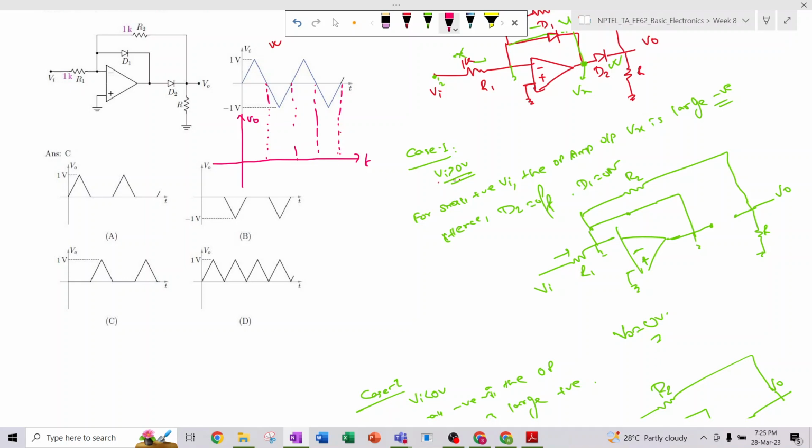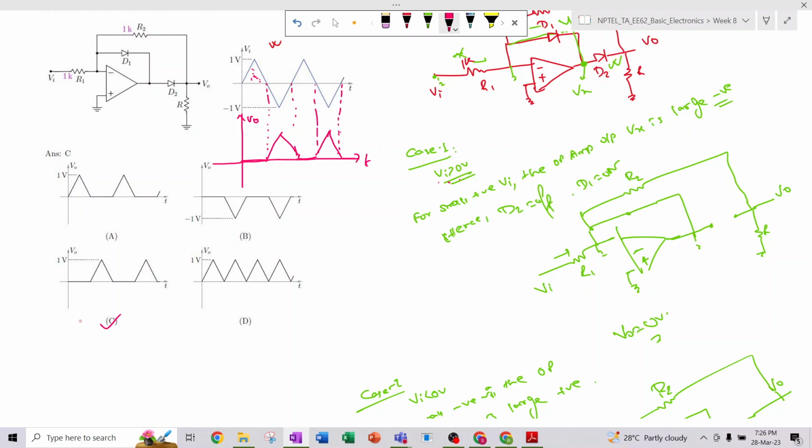So whenever Vi is positive, then VO is equal to 0 volt. Whenever Vi is negative, the VO is equal to minus of Vi, that means it will get inverted like that. But whenever Vi is negative, VO will be minus of that, that means VO will be positive. So this will be the graph. So the correct answer will be option C.